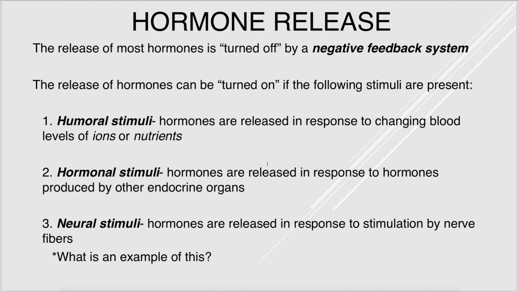Hormonal stimuli, this is when hormones are released in response to other hormones. We talk about this in depth with the relationship between the hypothalamus and the anterior pituitary, and then all of the organs that those anterior pituitary hormones stimulate. And then neural stimuli, this is when hormones are released in response to stimulation by nerves. The best example of this, and we didn't talk about this, is the adrenal medulla, which produces epinephrine and norepinephrine, which you can think of as hormones, and that's stimulated by sympathetic nerves.